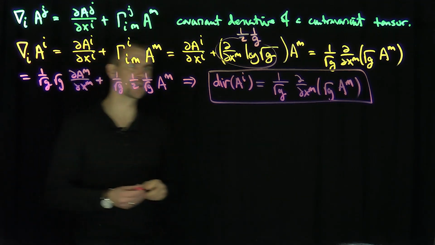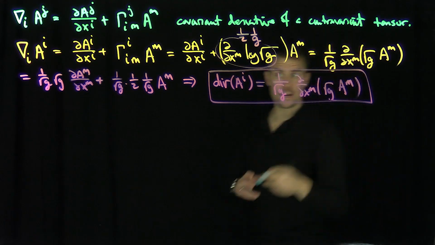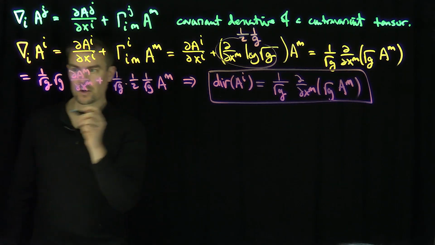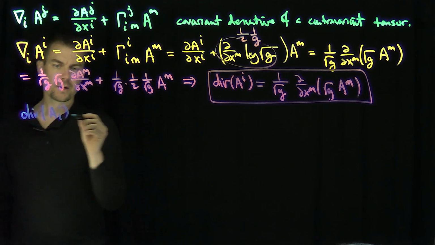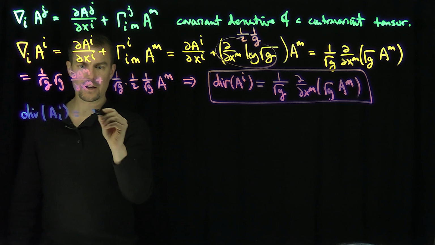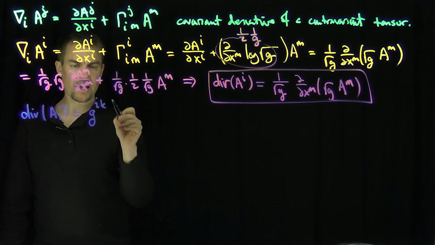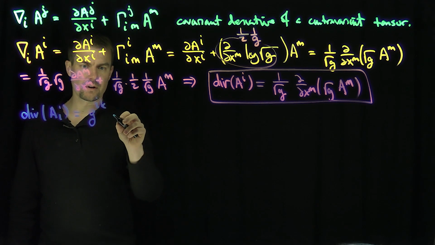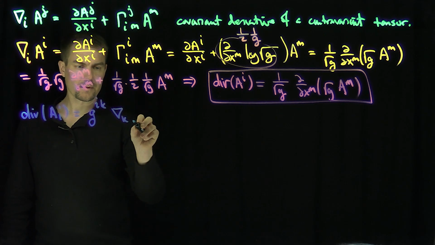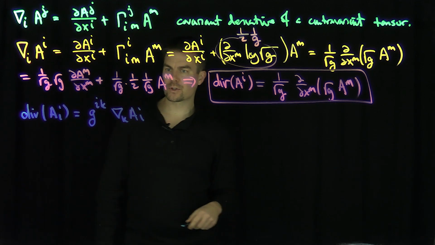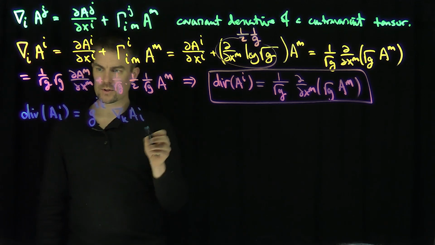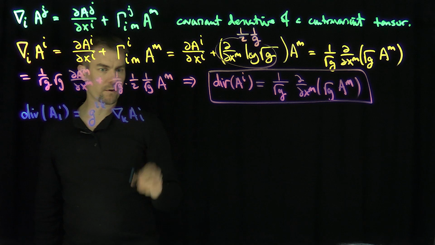Excellent. Now you might say, how can I use this to define the divergence of a covariant vector? The divergence of a covariant vector a_j is just given by g^{ik} times the covariant derivative with respect to x^k of the a_i terms. In other words, I just do a covariant derivative, now I have a double trace, and so this gives me the divergence of a covariant vector.